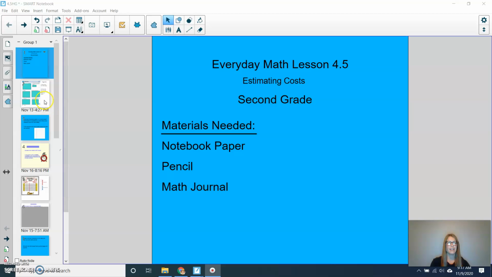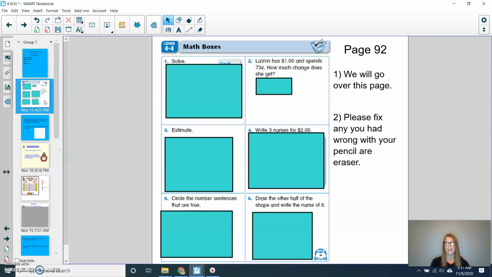Let's get started. The first thing that we're going to do is go over our math boxes from the previous lesson. So if you can open up your math journal to page 92. If you're noticing that you have any mistakes, please fix those with your pencil and eraser.